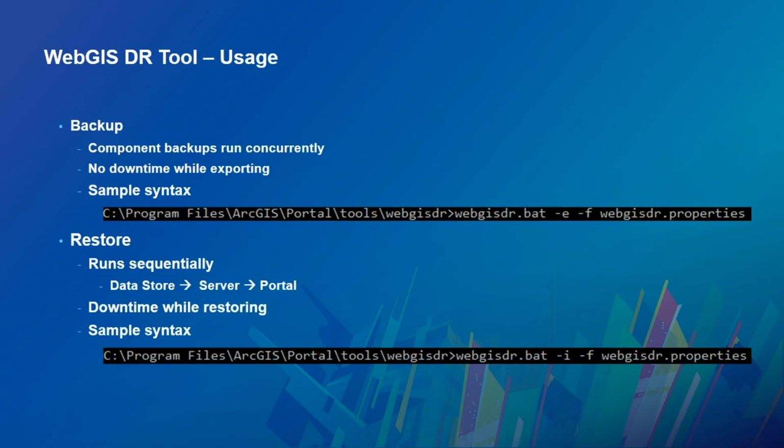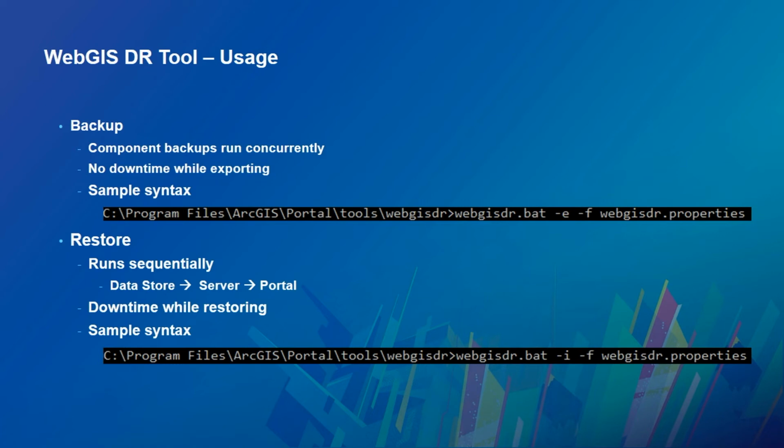So I want to cover the usage of the tool. When you're running a backup, the backups run concurrently, meaning as soon as the DR tool starts, it'll start the backup for portal, server, and DataStore at the same time. There's no downtime while exporting, and the syntax you'd use is you provide the path to the DR tool batch file or the shell script on Linux. You use the -E or --export switch to indicate that you want to export, and -F or --file to point to the properties file that you've populated with the information about the backup mode and URL and that sort of thing.